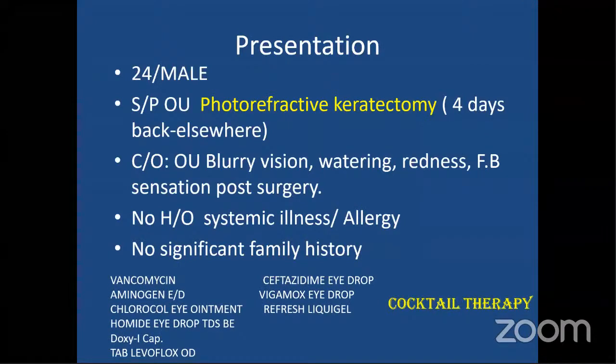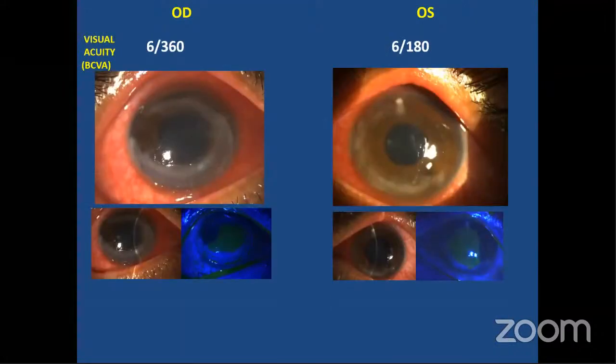Next. He was on a cocktail therapy of all these antibiotics, as he had already shown 2-3 surgeons before coming to us. On examination, his best corrected visual acuity was 6/360 in right eye and 6/180 in the left eye. Slit lamp examination showed a juxtalimbal ring of infiltrate, creamy white in color, almost 360 degrees in the right eye and 180 degrees in the left eye.